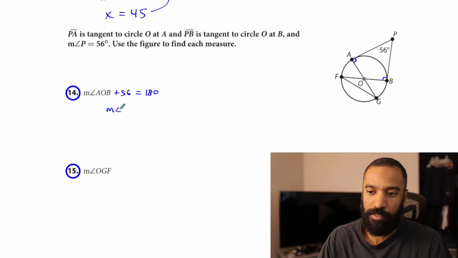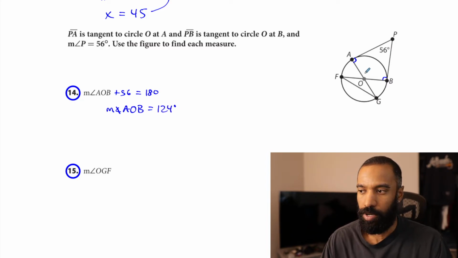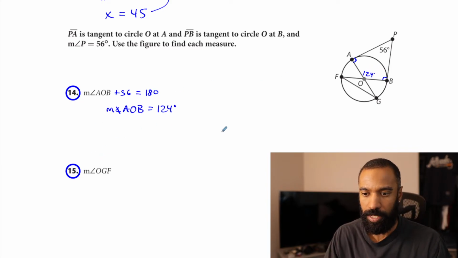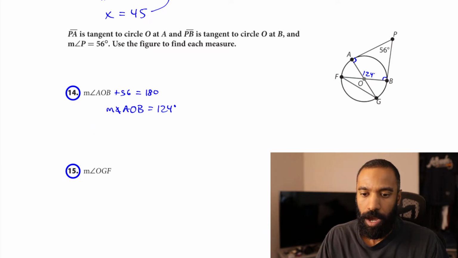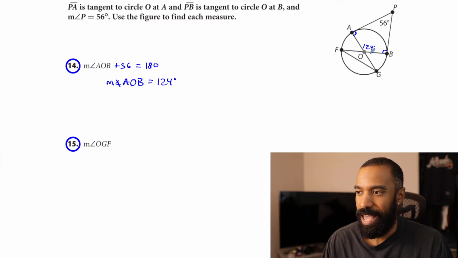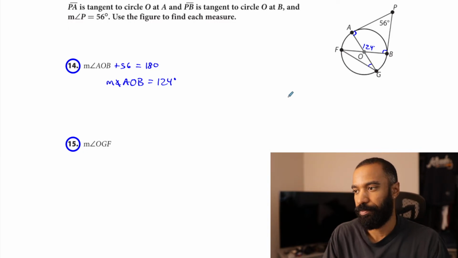If you subtract 56 from both sides, then the measure of angle AOB is 124 degrees. So this is 124 right there. And I write it in because we might have to use it. They asked for another part of this problem, and there's more stuff to do. All right, measure of angle OGF. We're looking for this guy right here.